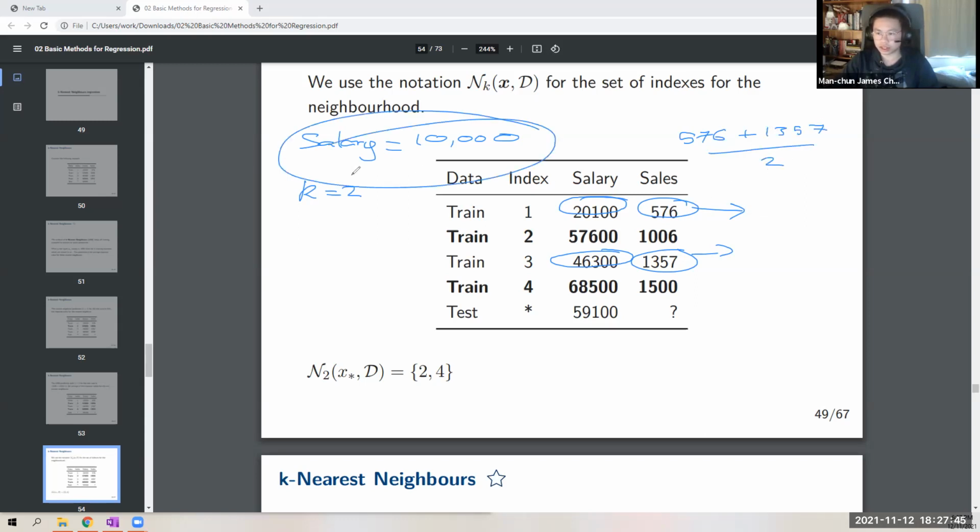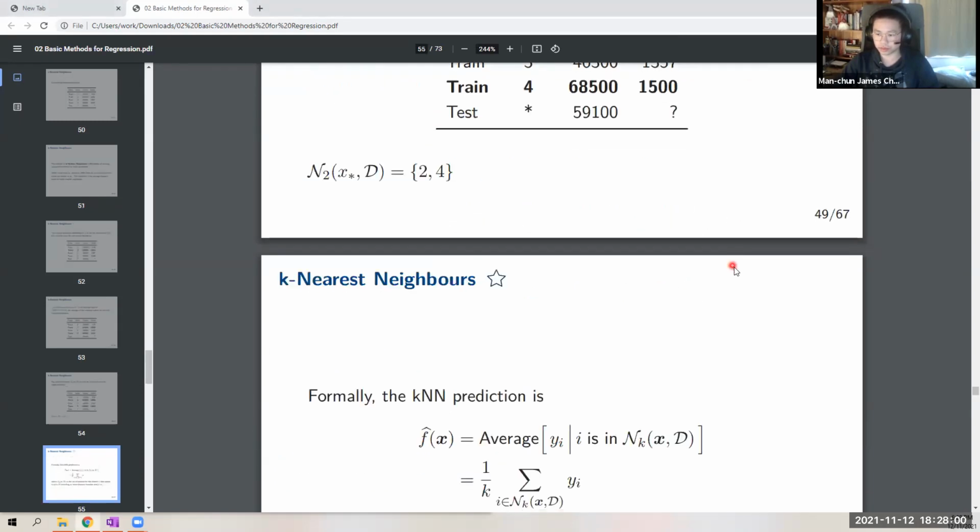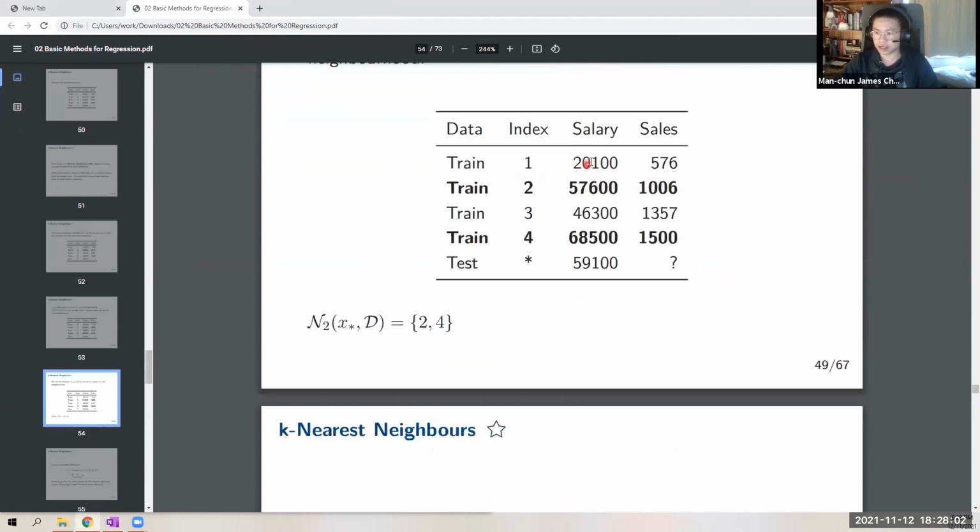So that's how you would make the predictions for k nearest neighbors: you just look into a neighborhood and take the average of the y variable, of the sales. Important. So just don't accidentally take the average of salary. Make sure you're taking the average of the y variable.